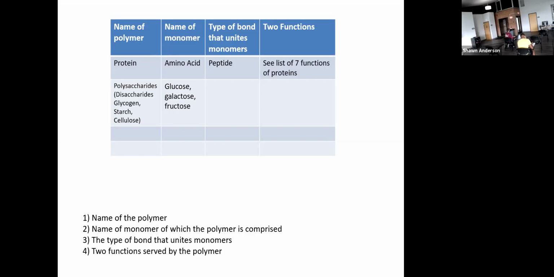Now the glycogen, let's just stick with glycogen. Glycogen is only glucose. All right, we don't store fructose. Okay, but monomers are glucose, galactose, and fructose. What's the bond that unites them? Glycosidic. Give me some functions.